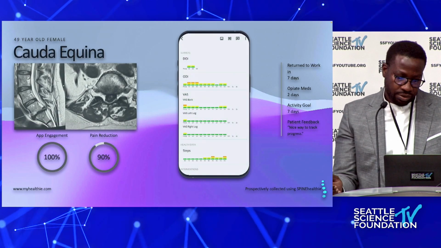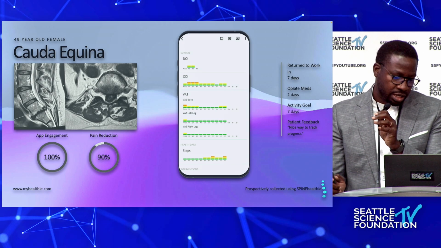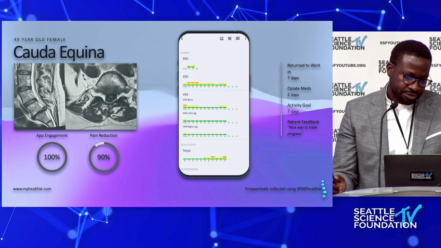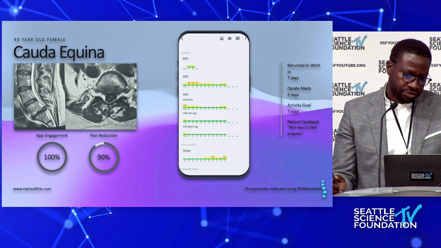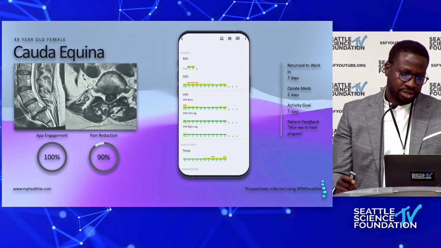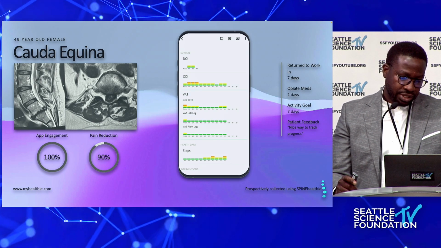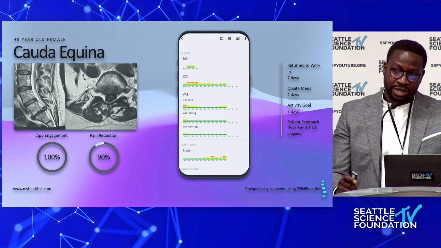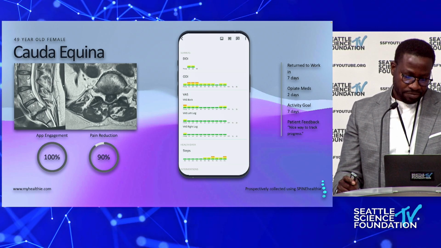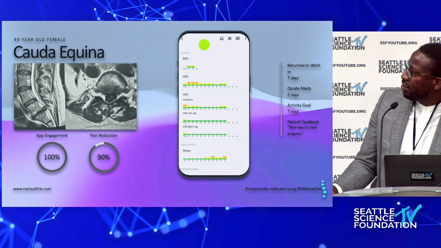Now, this is a patient who was a 49-year-old female who presented with cauda equina symptoms. And it was kind of unfortunate: this patient had presented to an outside hospital, but because of her weight, they didn't offer her surgery. They essentially said to follow up with an institution that can do surgery minimally invasively. And so I did this patient's surgery. She had 100% app engagement. I was extremely happy. And you can see that this patient had significant pain relief almost immediately after surgery.